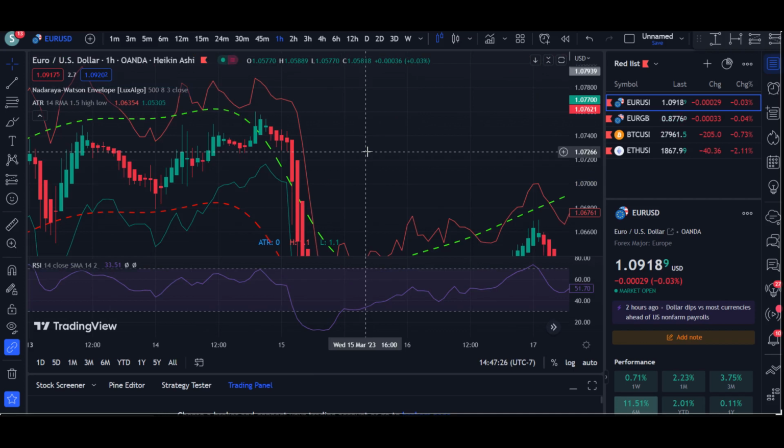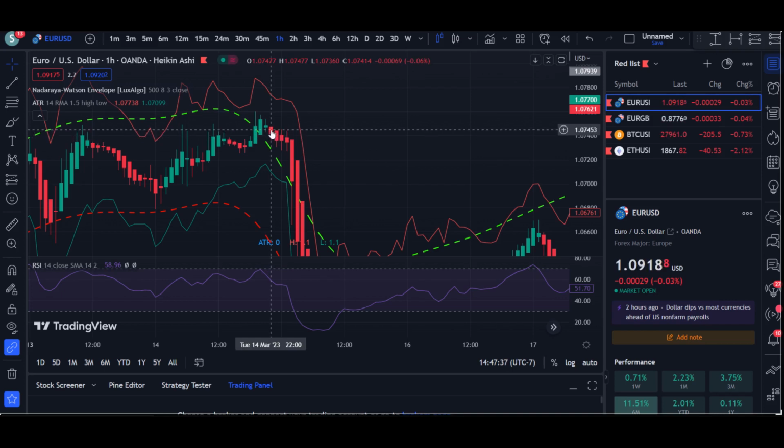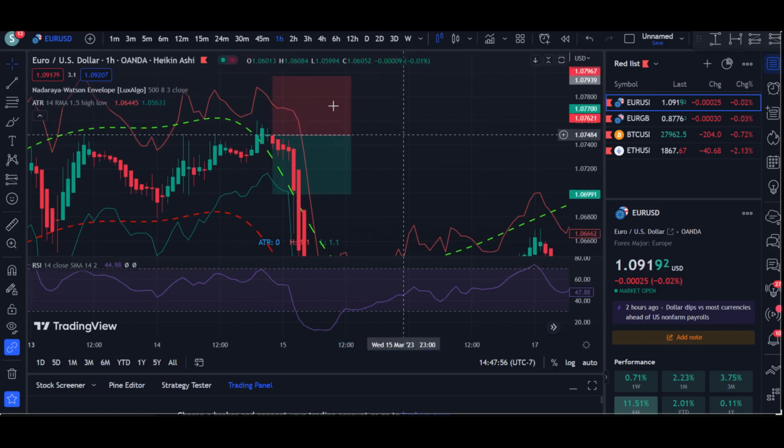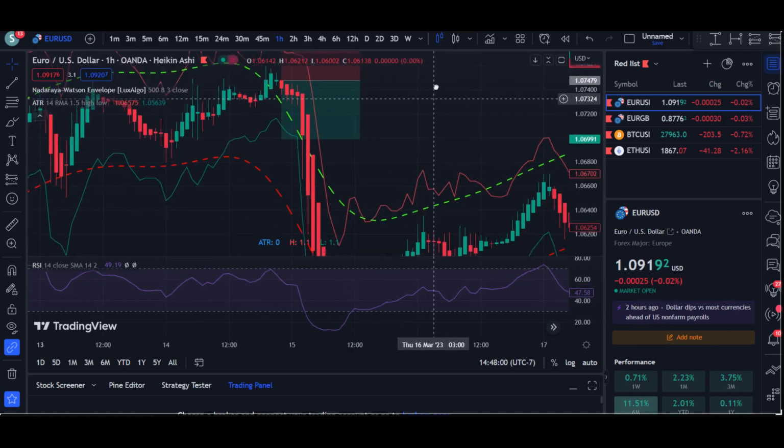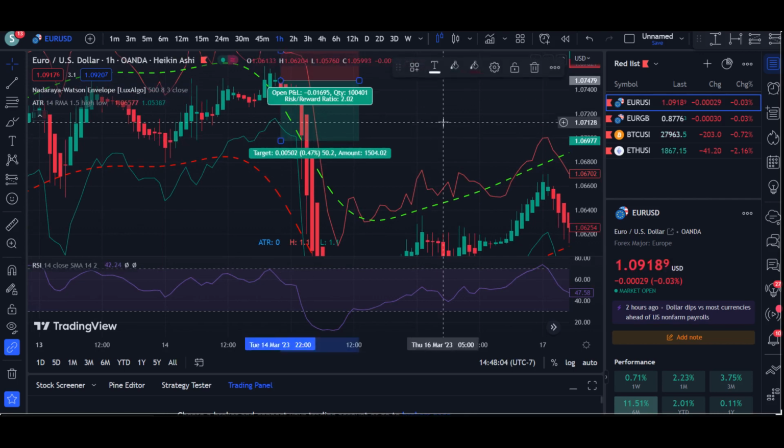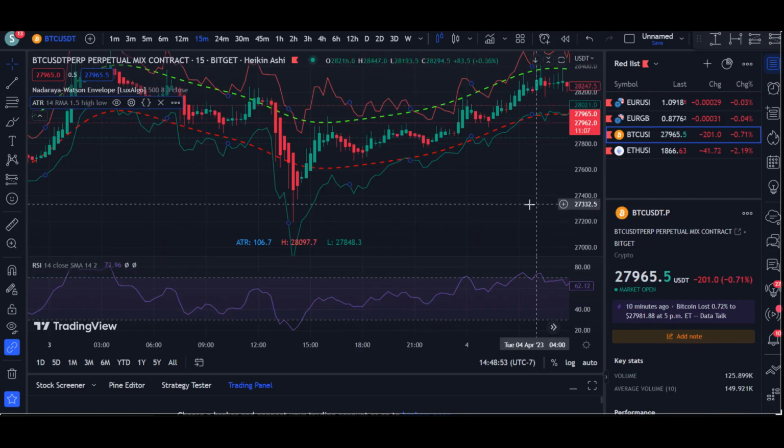For a short position, we're going to do the complete opposite. What we are going to do is we're going to wait until the price action goes above the Watson envelope. Then we're going to wait until a red candle is printed. At that point, if the RSI is 70 or above, we can take a short position. As you can see from right here, the RSI barely hit the 70 position. Technically, we can take a short position from right here. So we're going to open a short, set the stop loss to the ATR line, and we're going to have a 2.0 risk-reward ratio.